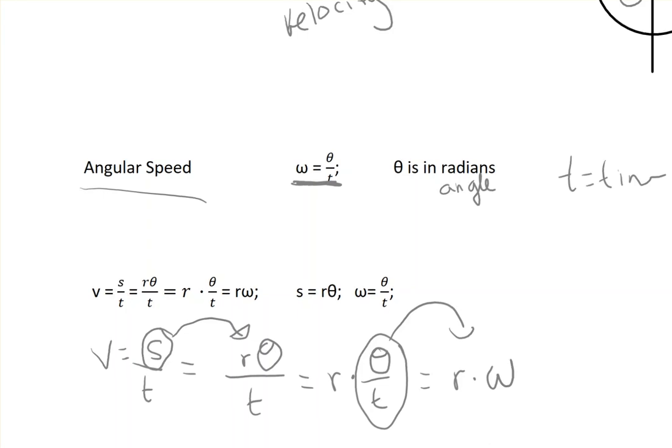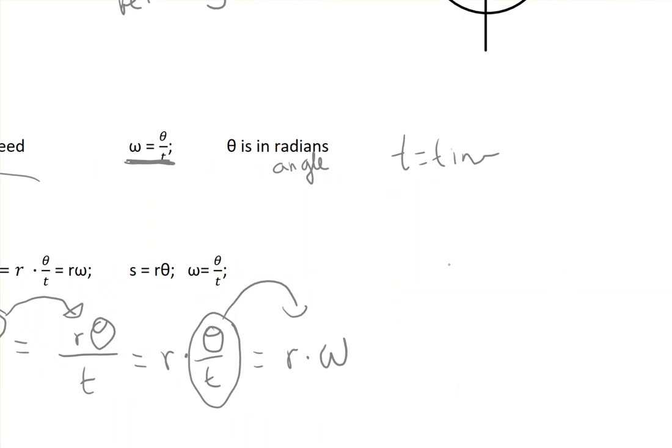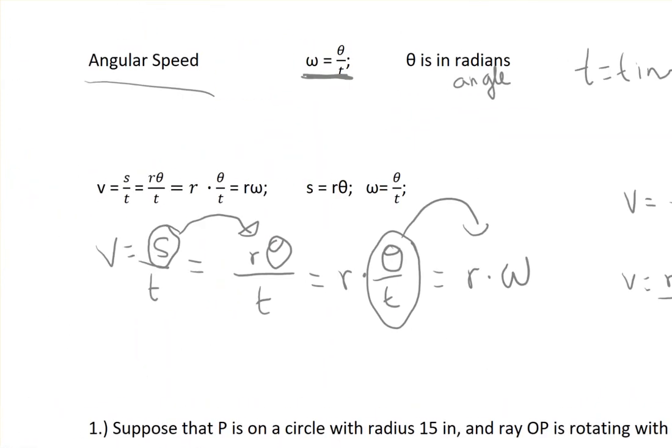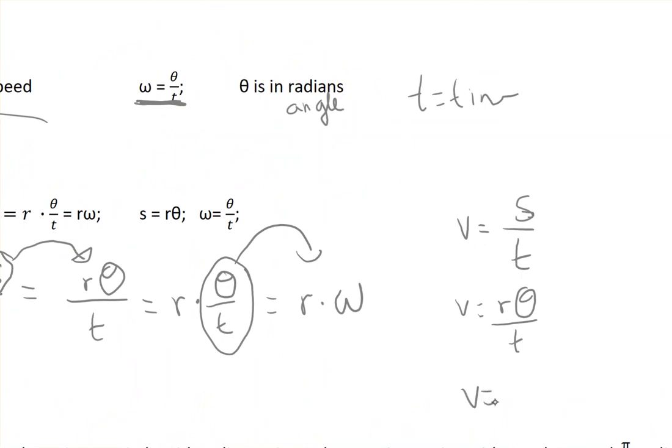So what that actually does is it produces lots of variations of this. Velocity, which we start with the original, is distance over time. And then velocity is radius times theta over time. So radius times the angle over time. And finally, we get another one. We get velocity also equals the radius times omega, which is the angular speed. So again, we have three different versions of this.